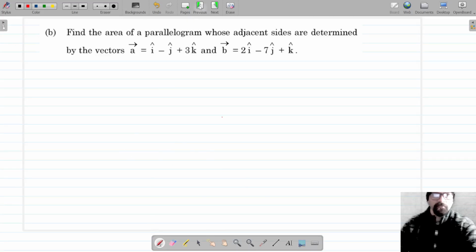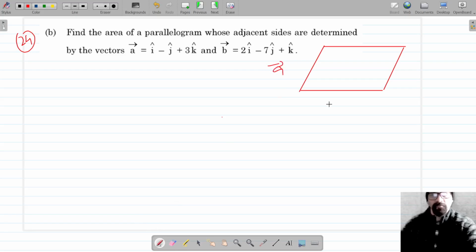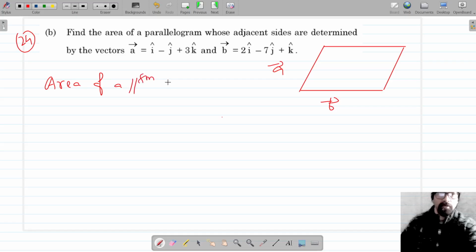Okay, for the next question, that is question number 24, part B. Find the area of a parallelogram whose adjacent sides are determined by the vectors. So there is a parallelogram and its adjacent sides are represented by the vectors. Let's say this is A vector and this is B vector. Then the area of the parallelogram is given by the magnitude of A cross B. So let's find out the magnitude of A cross B.